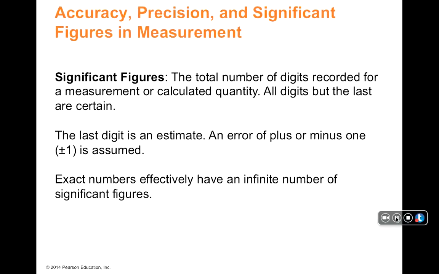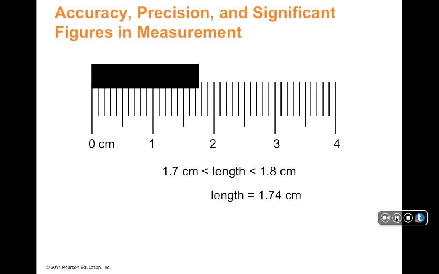Exact numbers are numbers that come from, say, a dollar amount. So, something's $23.65. That's an exact number. They effectively have an infinite number of significant figures. But let's take a look at measurement.